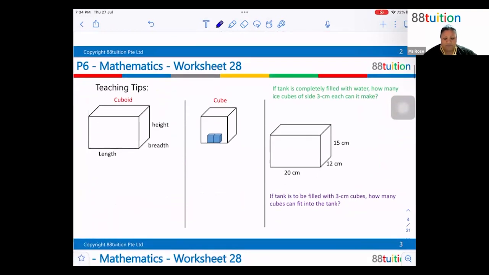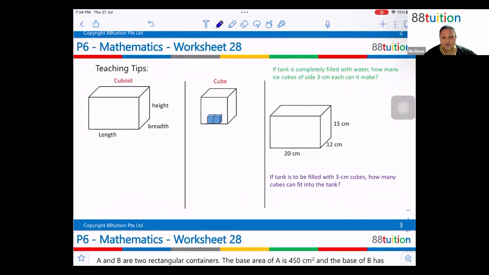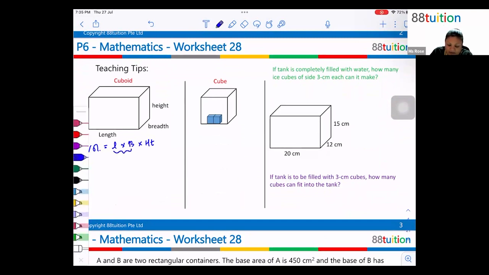Okay, just a quick recap first. Basically, when we talk about volume, the formula to find volume would be length times breadth times height. We can also rearrange it such that length times breadth is the base area. So the base area times height will also give you volume. You can always rearrange the formula to give you volume.